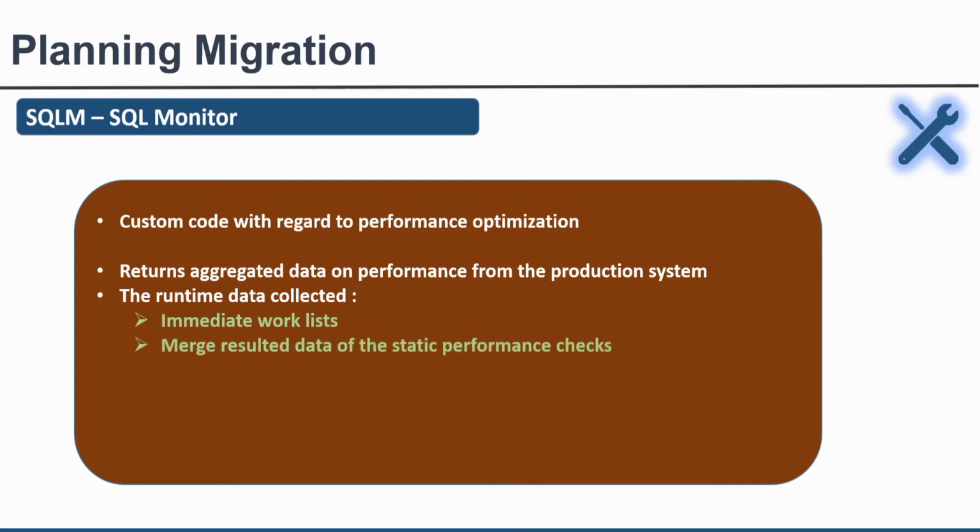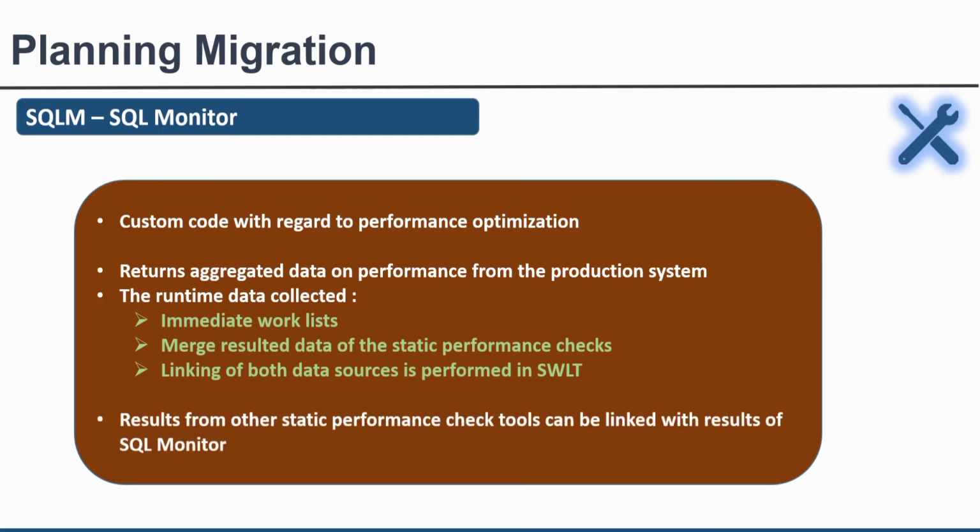This runtime data collected often provides an immediate work list, which includes potential performance improvement points for custom code, and they can be merged with the resulting data of the static performance checks. This linking of both data sources is performed in the SQL performance tuning worklist tool. Results from other static performance check tools can also be linked with the results of SQL Monitor that give suggestions on solutions.